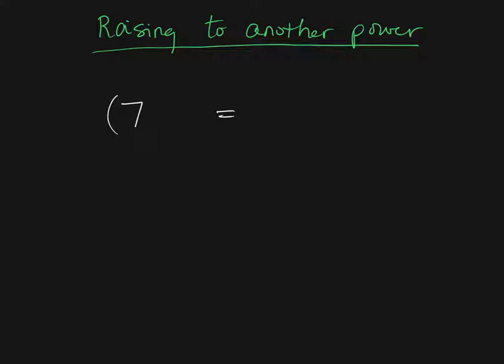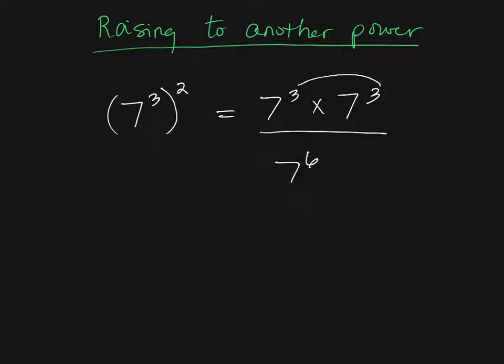So another operation you're going to have to do is raising an exponent to another power. So for example, if we have 7 to the third squared, what does that mean? When you square something, it means you multiply it by itself once, right? That's when you square it. If it's to the third, you do it 3 times. So that means now we can just use the rule of multiplication. So you would do 7 to the 3 plus 3, which would be 7 to the 6th.